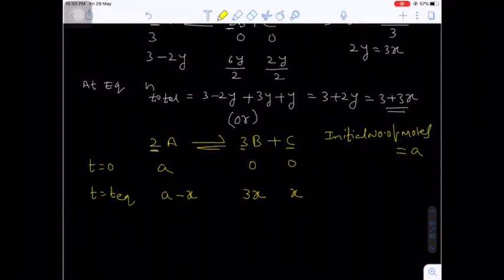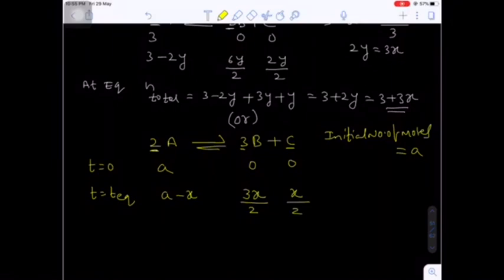Remember, what is the stoichiometry of the reactant? 2. So we have to write divided by 2. This is very important, and this is a common problem solving method. Once again, I am taking how many initial moles? Small a moles of reactant, so there will be no products. Now at equilibrium, let's suppose x moles dissociated. Accordingly, 3x by 2 moles of B will be formed and x by 2 moles of C will be formed. Are you getting my point?